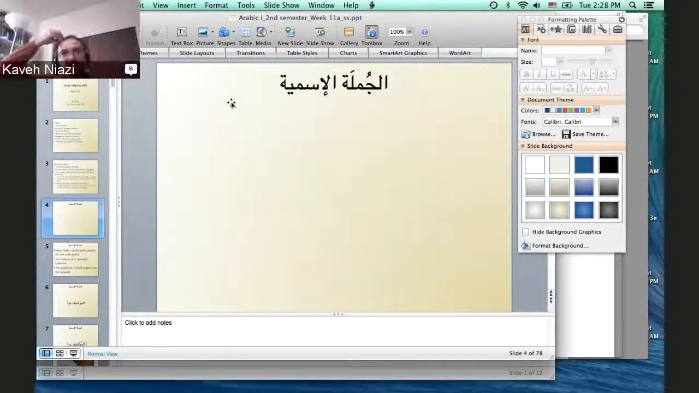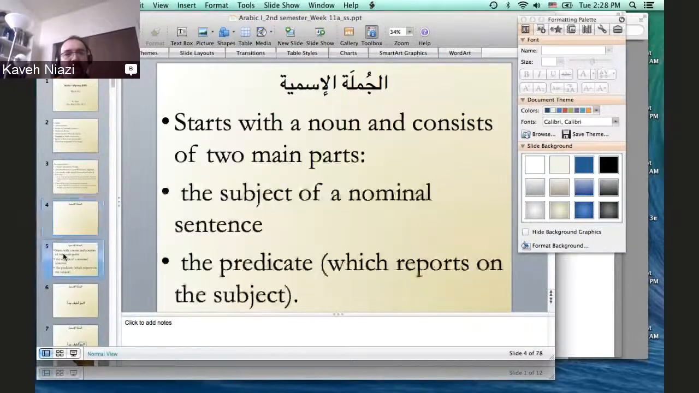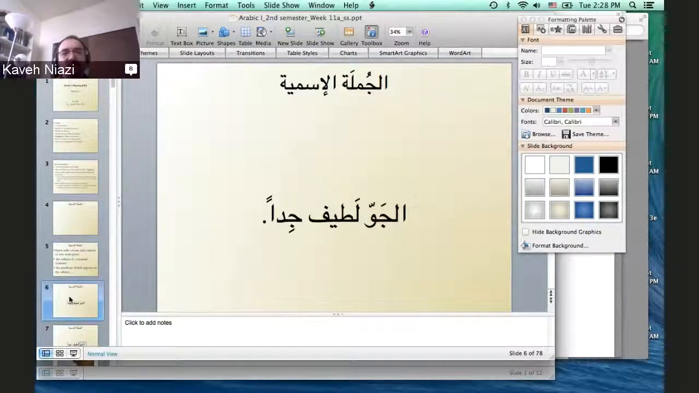And basically, what we think of when we look at a jumla ismiya, that's the most general form, is the noun and then the predicate. So it starts with a noun and consists of 2 main parts: the subject of the nominal sentence, or the noun, and the predicate, which reports on the subject. All right. Now let's look at some examples. These are from the homework you saw. Who wants to read the sentence in the middle of the sheet?